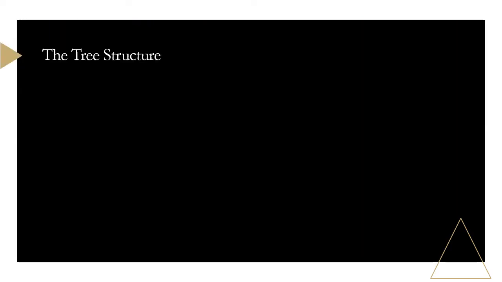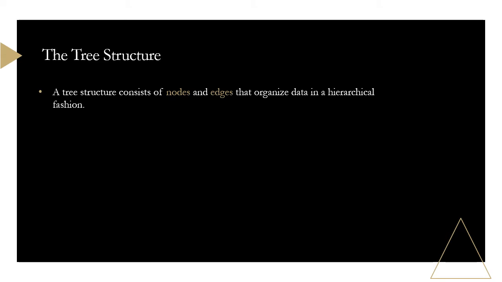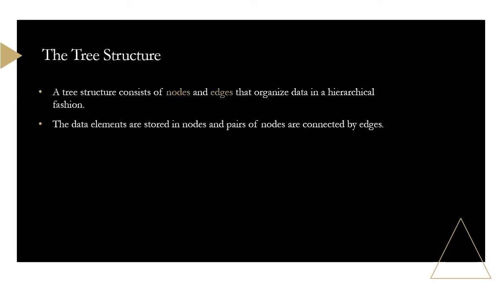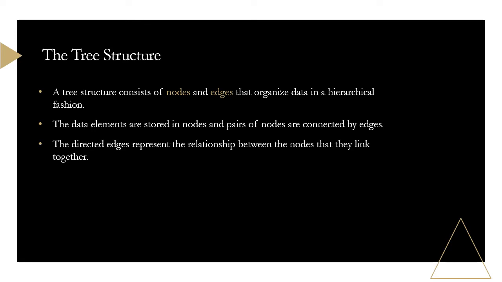The tree structure. A tree structure consists of nodes and edges that organize data in a hierarchical fashion. The data elements are stored in nodes, and pairs of nodes are connected by edges. The directed edges represent the relationship between the nodes that they link together. The edges are directed downwards.